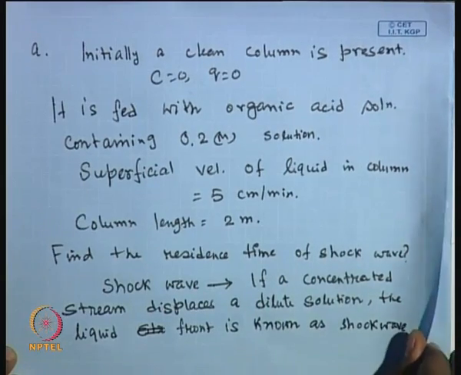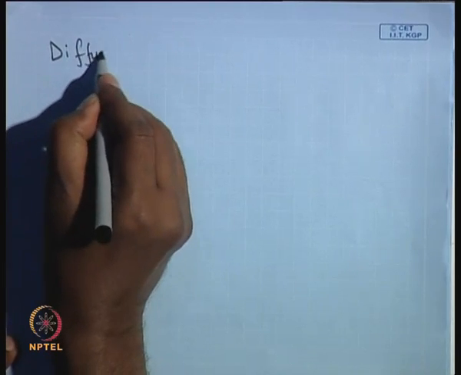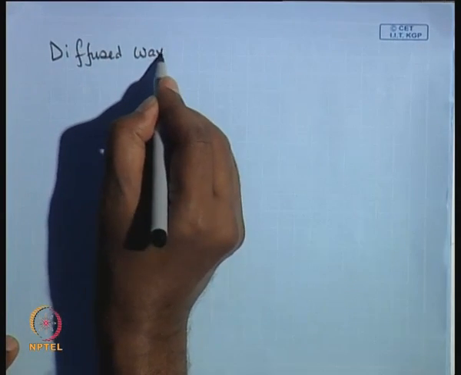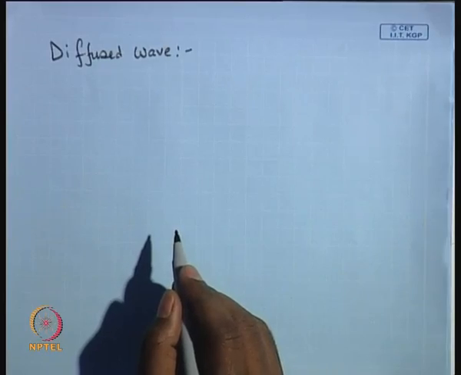On the other hand, what is a diffused wave? There is a shock wave and a diffused wave. The diffused wave is the other thing, the reverse one. If a dilute stream displaces a concentrated stream, then what will happen at the exit? You will be getting the concentration of that particular solute decreasing slowly.